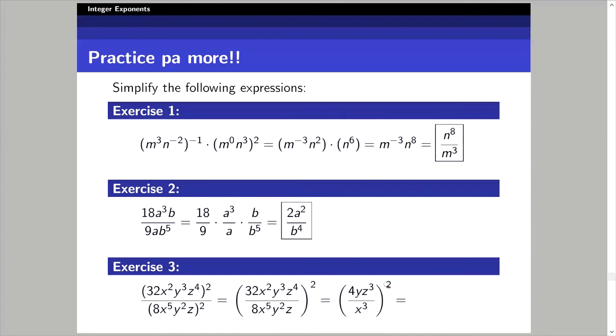And then you are now ready to distribute the exponent. Okay? So don't forget that you have a numerical coefficient here. I-distribute din ninyo ang exponent dito. So you're going to have 4 squared, y squared, z raised to 6, and x raised to 6.